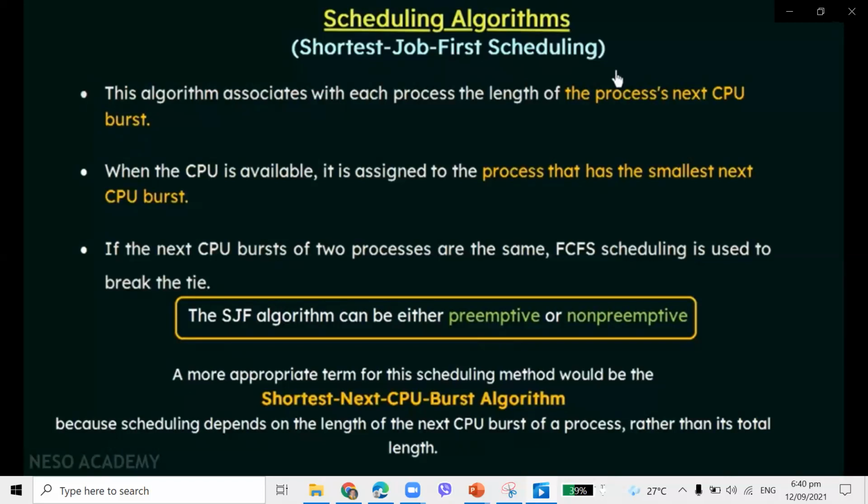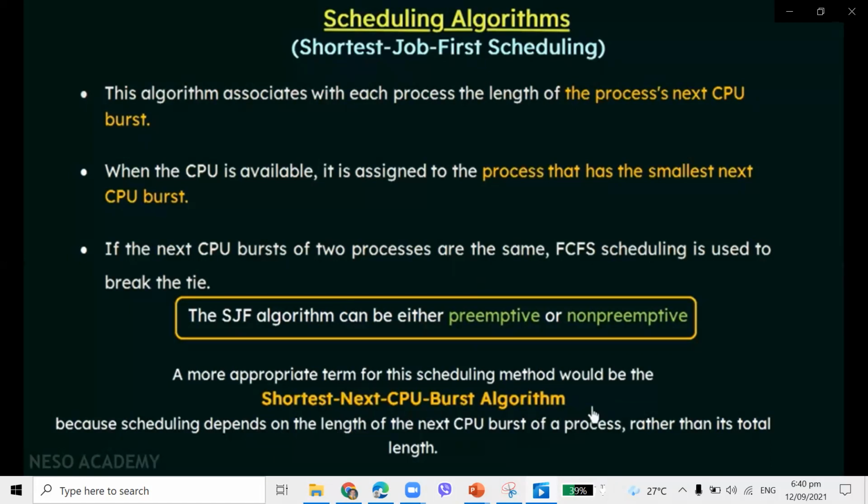Why are we saying next time? Because during the course of a process's execution, there may be times it will use the CPU, then again come out for some IO operations, and then again use the CPU, and so on. So when the next CPU burst occurs, that means when the process is going to use CPU for the next time, what is that length going to be? That is what we actually take into account. So a better term for this algorithm would be the shortest next CPU burst algorithm.